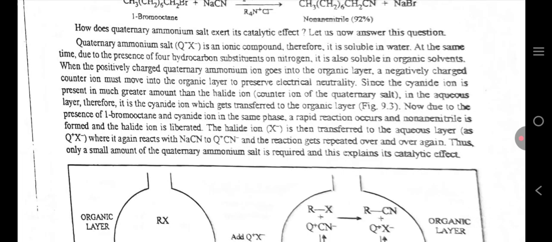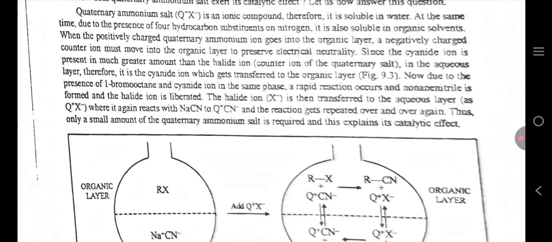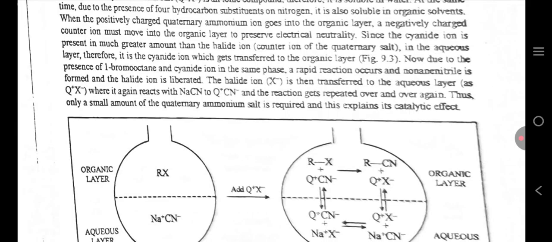How does quaternary ammonium salt exert its catalytic effect? Let us now answer this question. Quaternary ammonium salt is an ionic compound, therefore it is soluble in water. At the same time, due to the presence of 4 hydrocarbon substituents on nitrogen, it is also soluble in organic solvents. When the positively charged quaternary ammonium ion goes into the organic layer, a negatively charged counter ion must move into the organic layer to preserve electrical neutrality. Since the cyanide ion is present in much greater amount than the halide ion in the aqueous layer, it is the cyanide ion which gets transferred to the organic layer.